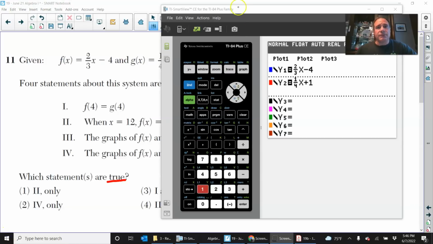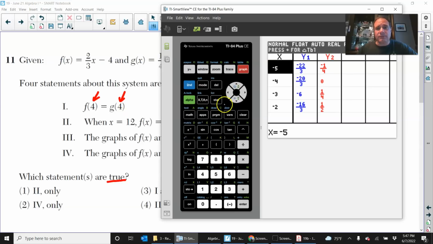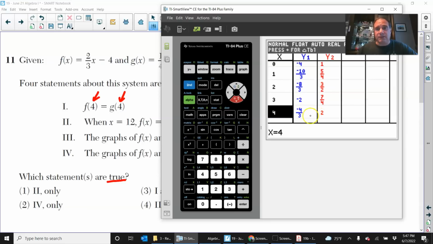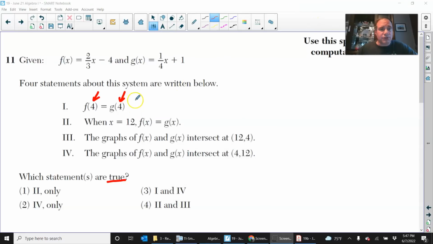So the first thing that I would do is actually just go ahead and see if you could put those in the calculator, y1 and y2. And we're talking about when x is 4, are they equal? So I'm going to press second function and table right now. And I'm going to go down to see if they are equal at 4. And they're not. All right. So if they're not equal at 4, you could put false right here. You're looking for true statements. They're not equal at 4. So that means 1 is not a part of your answer. You could cancel that out.